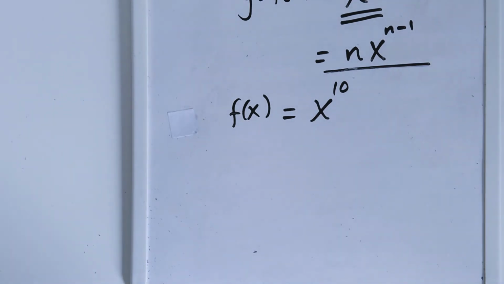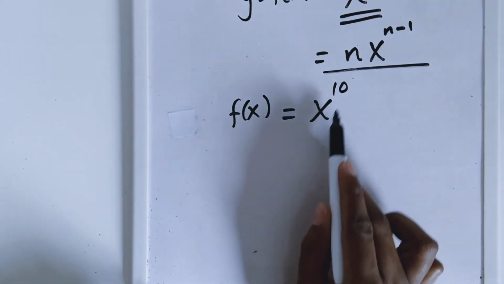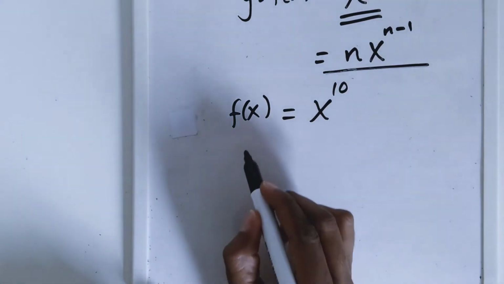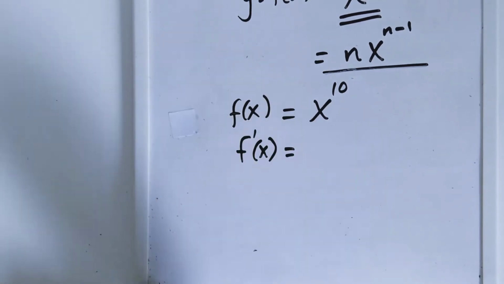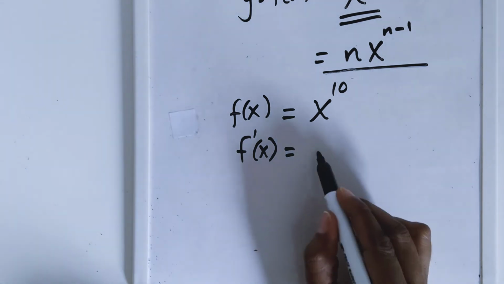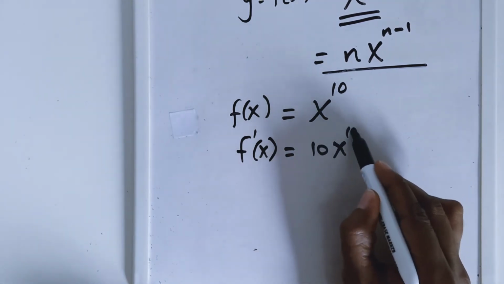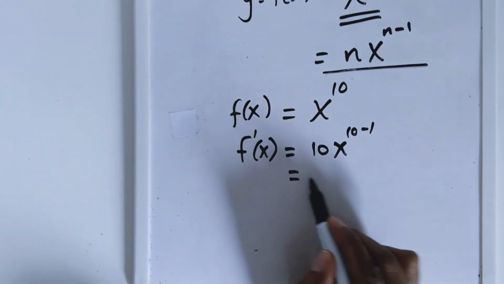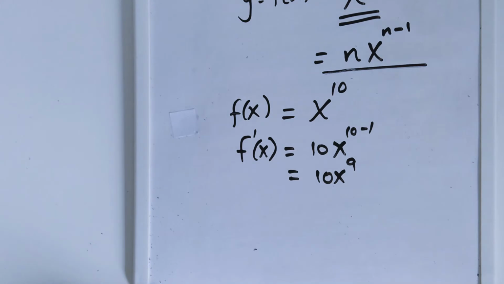Let us do some more examples to make it more clear. You have the function f of x is equal to x to the power of 10. In order to find the derivative f prime of x, this is equal to, bring the power down, 10x, reduce the power by 1. This will give me 10x to the power of 9. Okay?